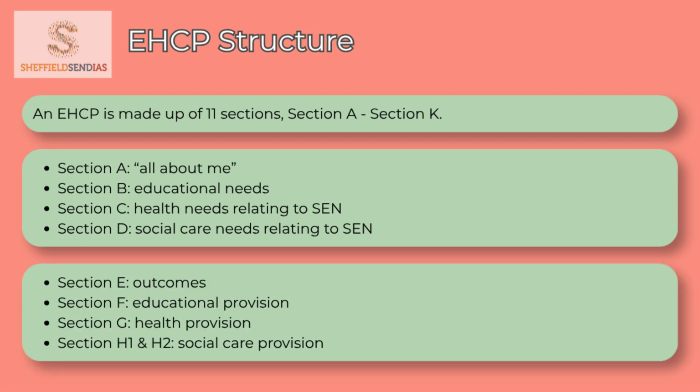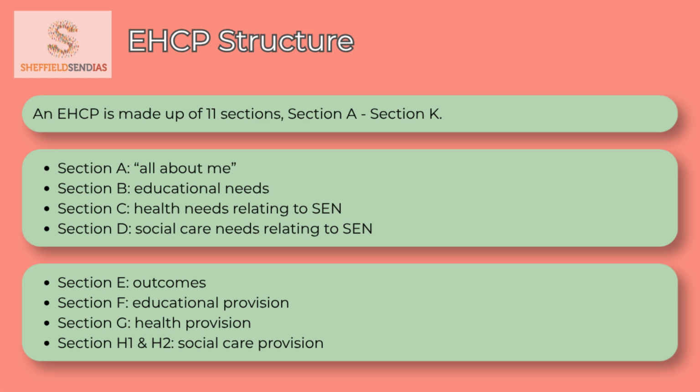Section E is the planned outcomes that the child or young person is working towards. Any provision set out in the plan should be there to support the child or young person to achieve these outcomes. Section F sets out the educational provision which should be in place for the child or young person. Every educational need set out in Section B should have a matching provision set out in Section F. Section G sets out any health-related provision which is needed.